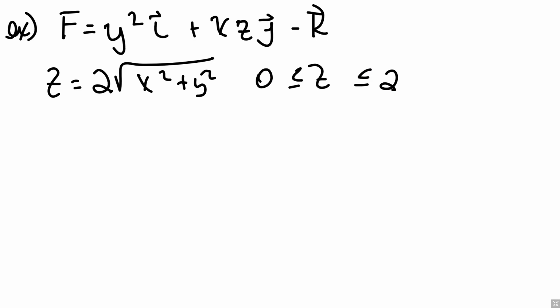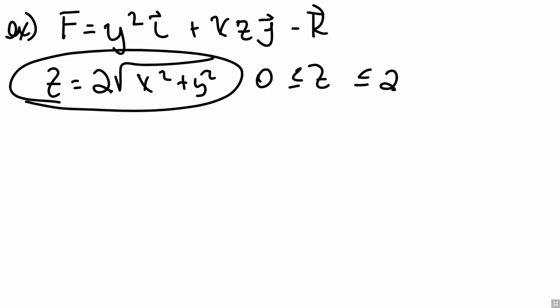So in this problem, we're asked to find the flux. Probably the easiest thing to deal with, since we're working over the cone, is cylindrical coordinates. So we're going to say that x is equal to r cosine theta, and y is r sine theta.